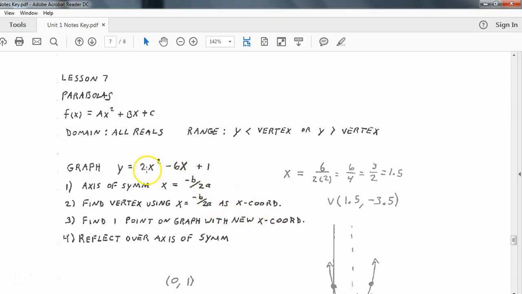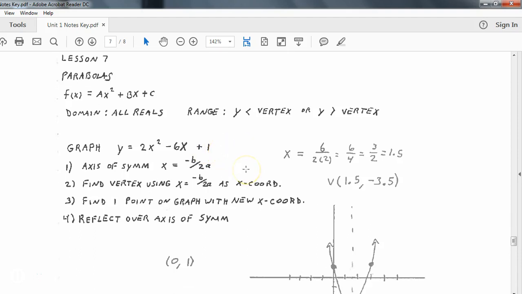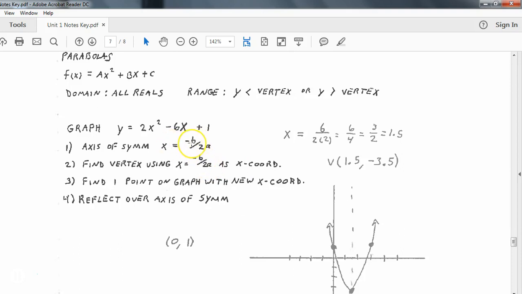So if we have this equation right here to graph, 2x squared minus 6x plus 1, one of the first things that we can do, working with this formula right here, is find our axis of symmetry. Now this formula is in your formula packet. It's one of those things that often goes overlooked, but it is in there, so don't forget about this guy. The axis of symmetry is an imaginary vertical line that runs right down the center of your graph. And so that's what we're going to start with, finding that center line of the graph.